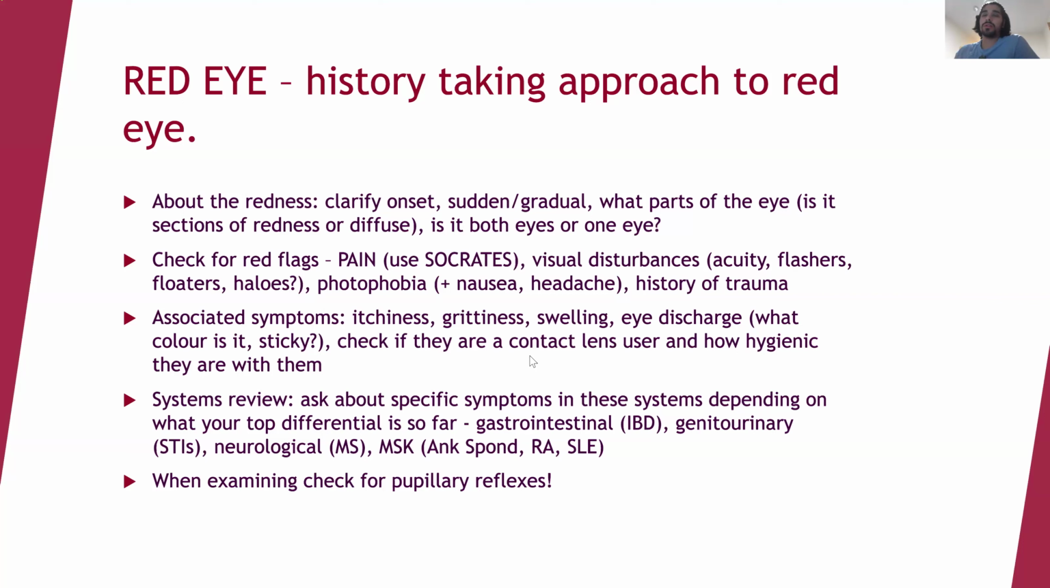And again, just your normal systems review, because a lot of these eye conditions can overlap with other conditions. So it's not just ophthalmology, it can come up in rheumatology especially, and also with GI, because if they have IBD, you can get things like uveitis. If you have axial spondyloarthritis, rheumatoid arthritis, SLE, you can get uveitis, scleritis, things like that. And when examining, always check for pupillary reflexes.